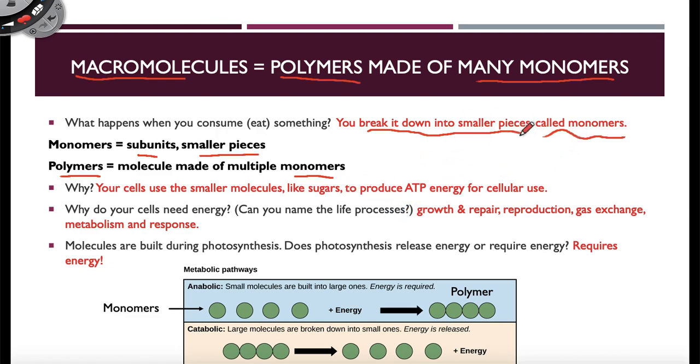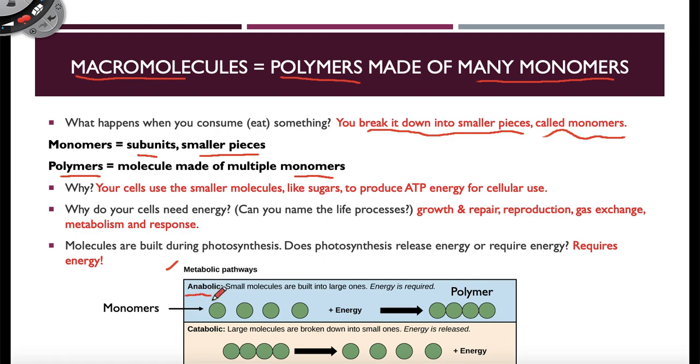So when you eat and you break down these smaller pieces, you're going to take these smaller pieces, these monomers, like sugars, and you're going to use them for cellular use, what we call your metabolism. You're going to use that energy for growth and repair, reproduction, gas exchange, metabolism, and response. And sometimes you got to go the other way, right? Sometimes you take smaller pieces and you put them together into a bigger piece, and that's going to require energy.